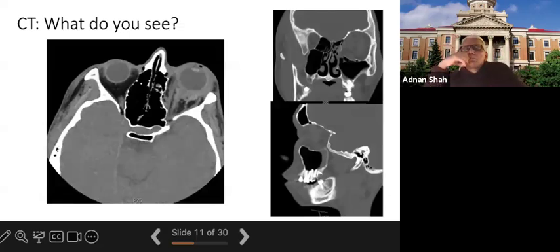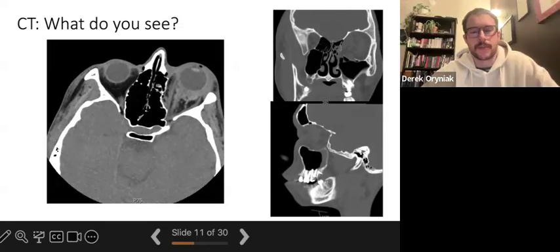Are there some medical options too, in addition to cantholysis? Yep. So there's several medications you can give to decrease intraocular pressures.